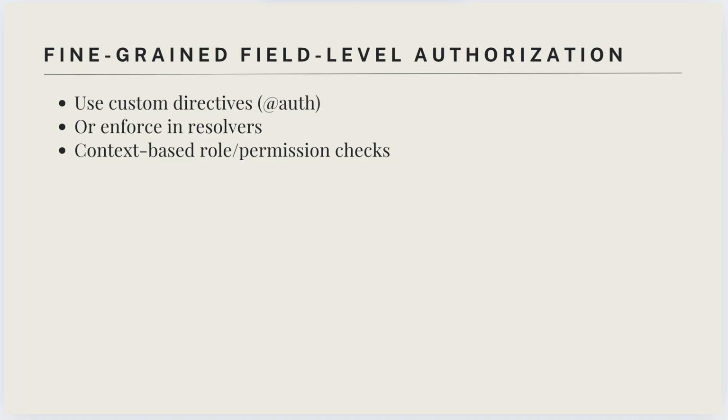We have two common approaches. Use GraphQL schema directives, like auth role admin. Or put logic inside each resolver function. Context carries user roles, attributes, or permissions to make these checks.